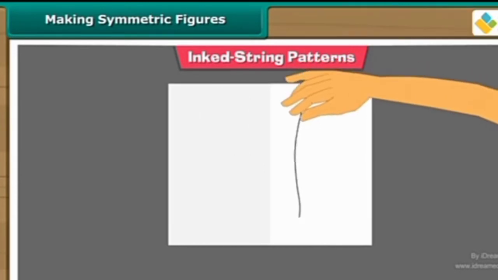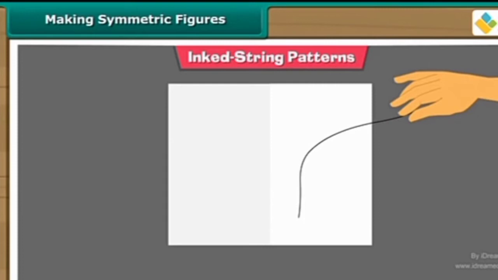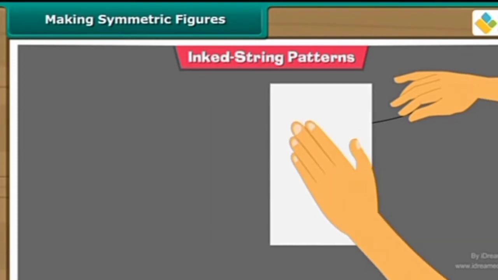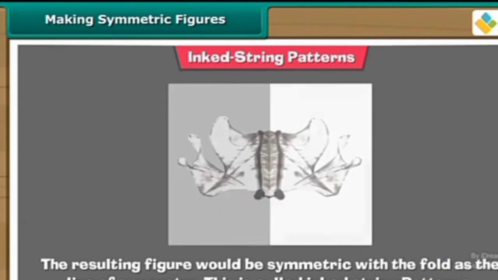Inked string patterns. Fold a paper in half. On one half portion, arrange short lengths of string dipped in a variety of colored inks or paints. Now press the two halves. The resulting figure would be symmetric with the fold as the line of symmetry. This is called inked string patterns.